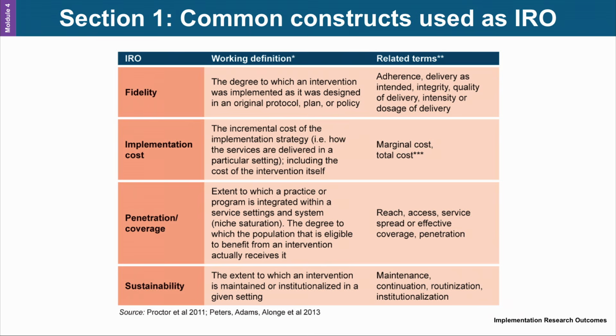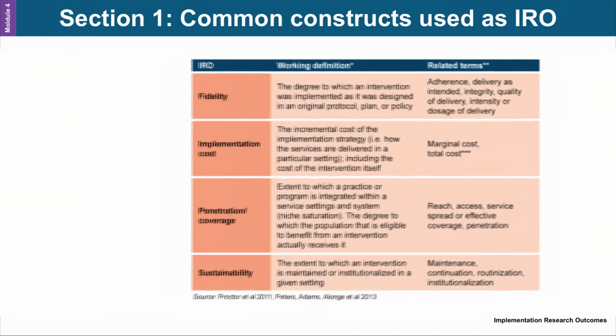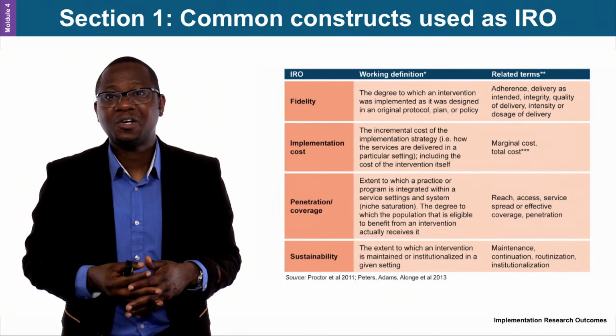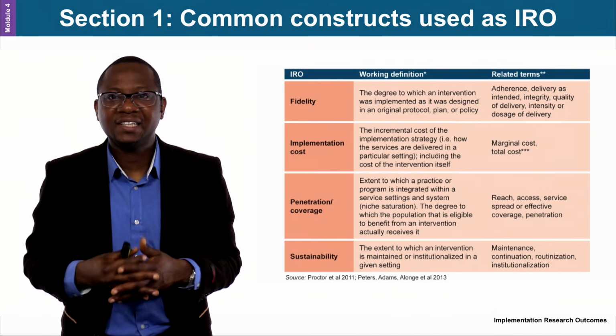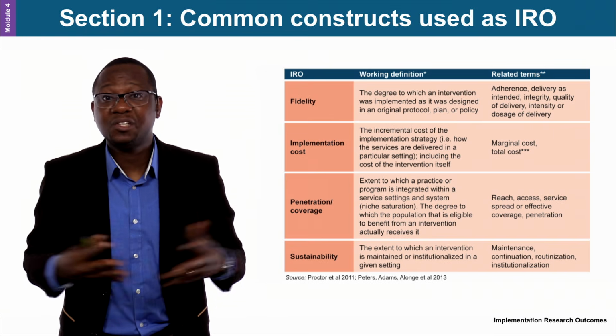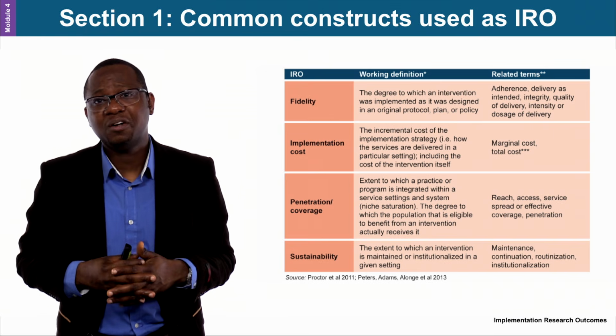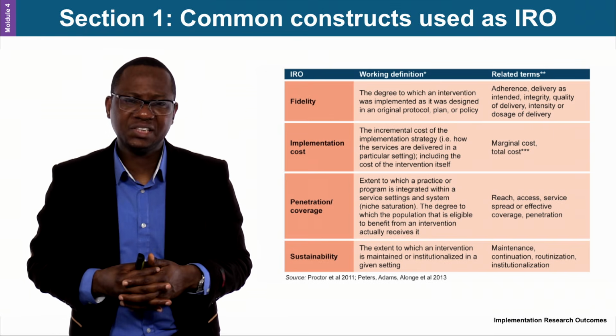Implementation cost is the incremental cost to deliver an intervention in a new setting. All the cost that is associated with the implementation activities, even to carry out an intervention in a new setting, will be implementation cost. This is a single domain construct because it looks simply at the monetary value of a set of activities or an intervention in a new setting.